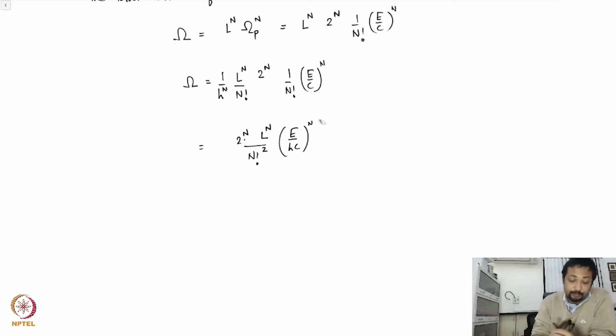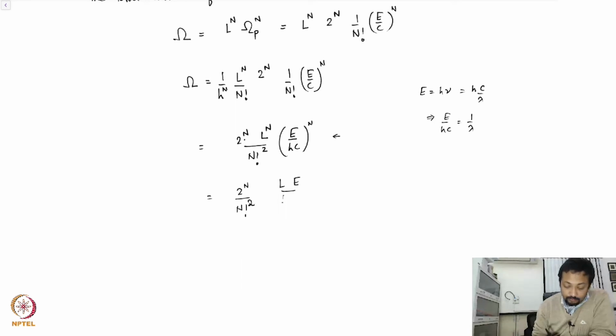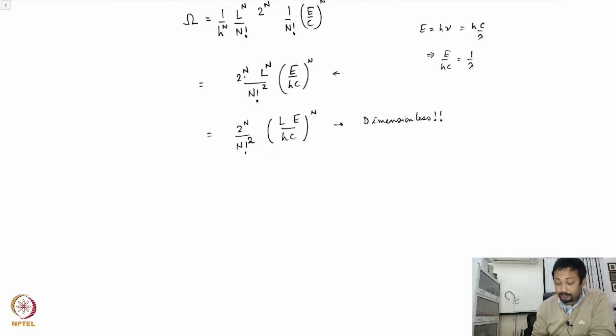So we have this expression now, and if you are doubtful about this, then you know that E is going to be h nu, which is going to be hc over lambda, and this implies that E over hc has a dimension of 1 by L, and exactly you see that this factor, which is 2 to the power n divided by n factorial square, L E over hc raised to the power n, is dimensionless, as you expect it to be.